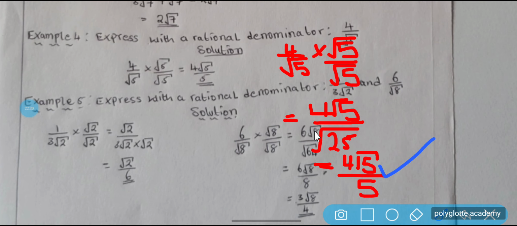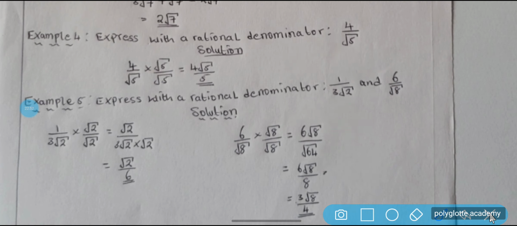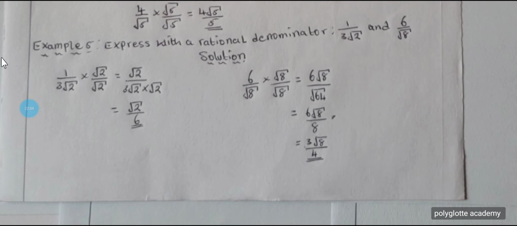So let's move on to the last one. We're going to solve the last one, and we're going to see the explanation. So let's proceed. So the next one, you are going to see example 5. Express with a rational denominator 1 all over 3 root 2 and 6 all over root 8.